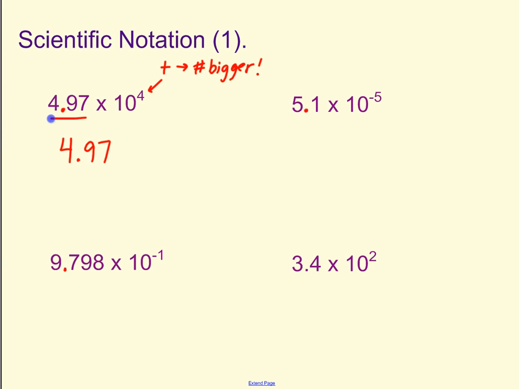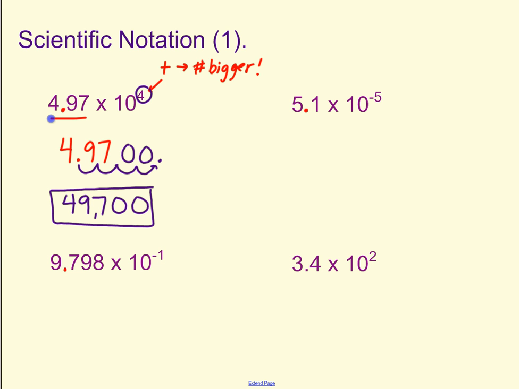If we move the decimal to the right, now I have a 49.7. Now I have 497. You can see that as you move a decimal to the right, your number gets bigger. I'm going to move it to the right 4 times because 4 was the exponent. So 1, 2, 3, 4. Here's where it's going to end up, and you fill in with zeros. So our final answer is 49,700. That is the standard form.